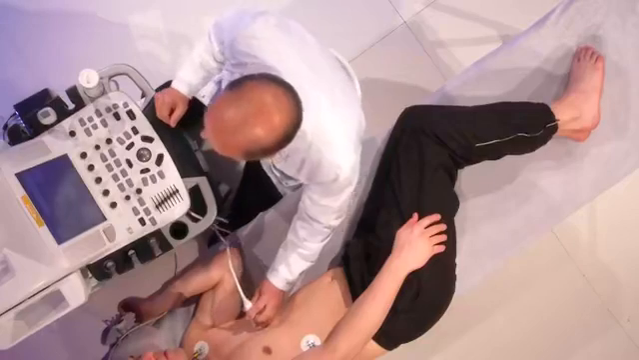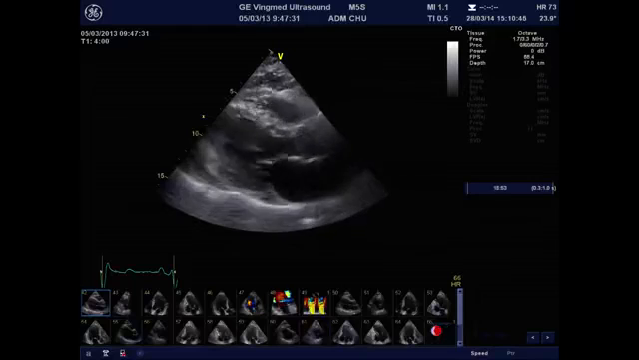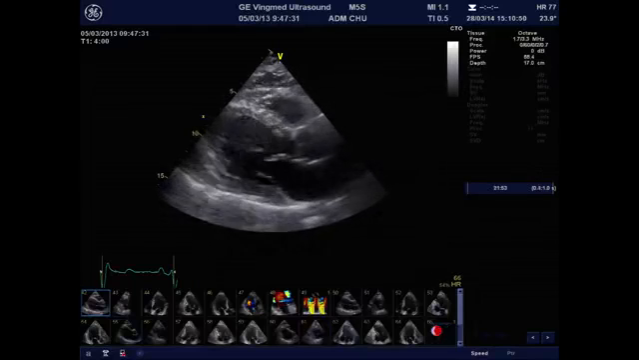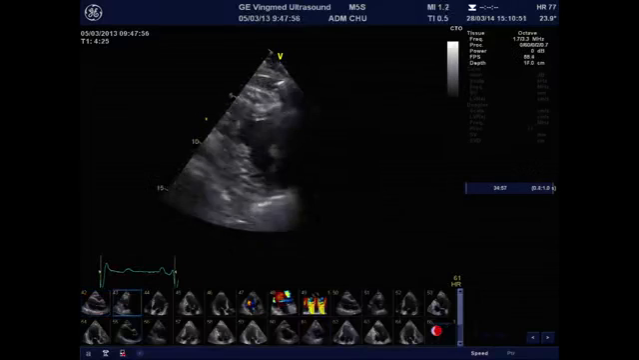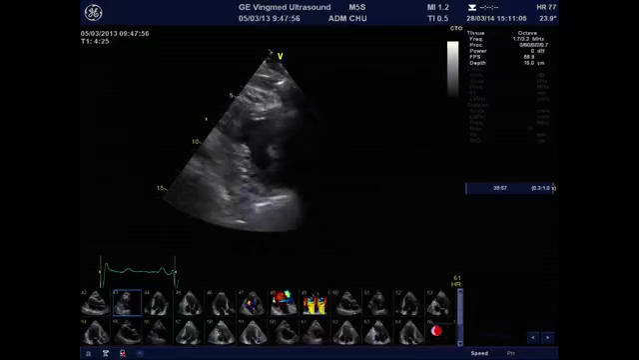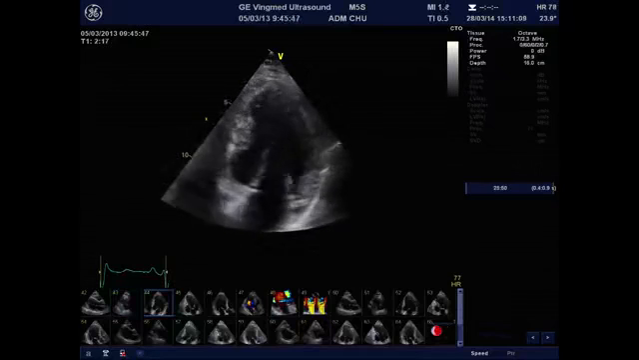And well, we begin as usual by the parasternal window showing the parasternal long axis view. And second, this is the short axis view at the level of the papillary muscle. It shows normal contraction, normal thickening. Then we go to the apical window to obtain the four-chamber view.